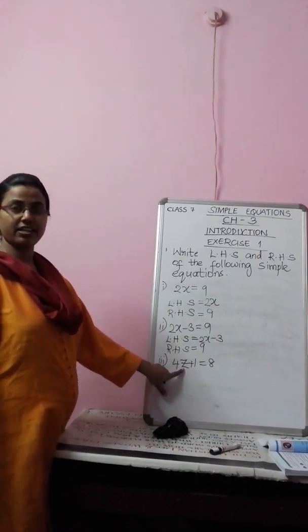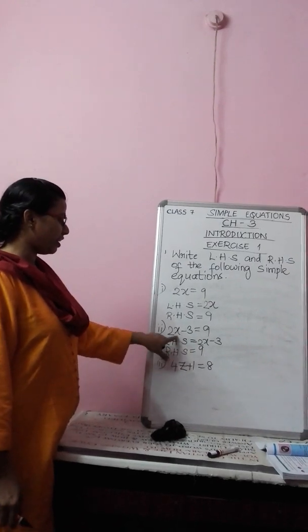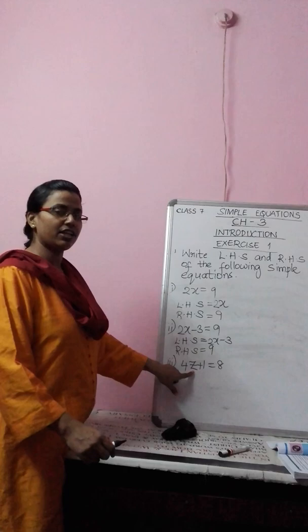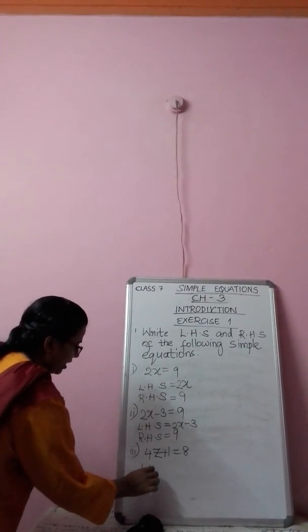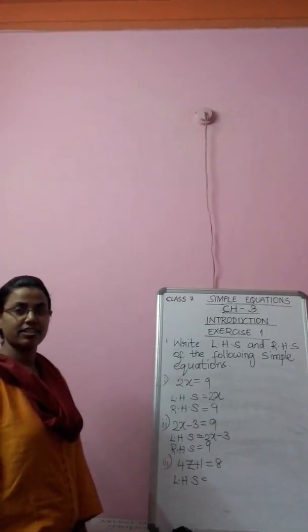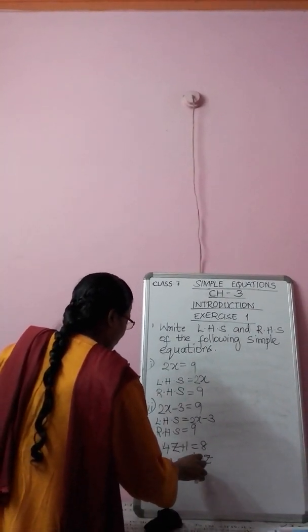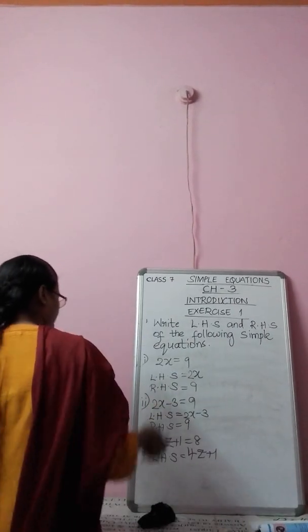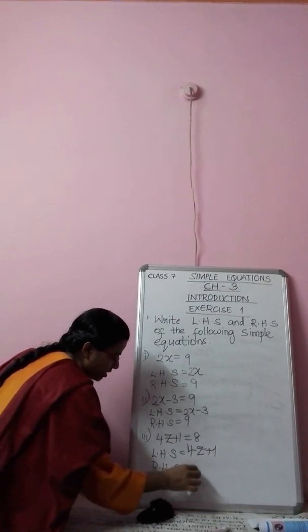What is z here? Very good, it's a variable. Here x we have used. We can use any letter. From A to Z we can use any letter as a variable. Now write L.H.S. What is L.H.S? Tell. Good. 4z plus 1. What is the R.H.S? 8.